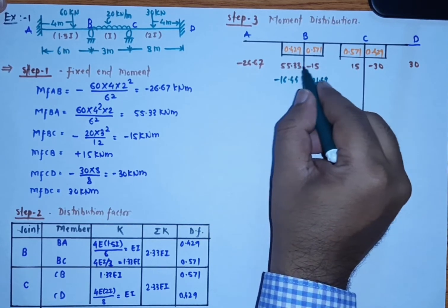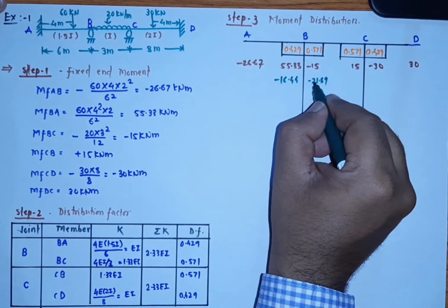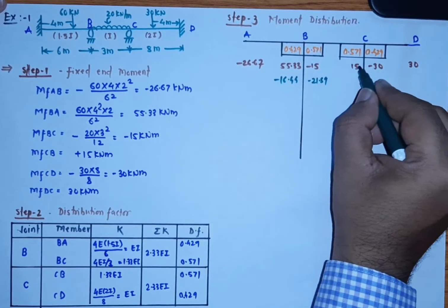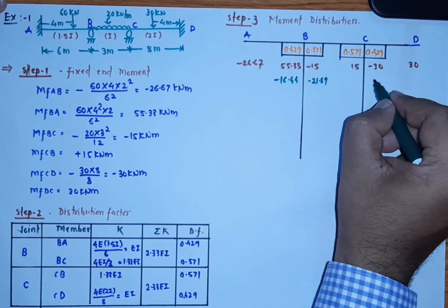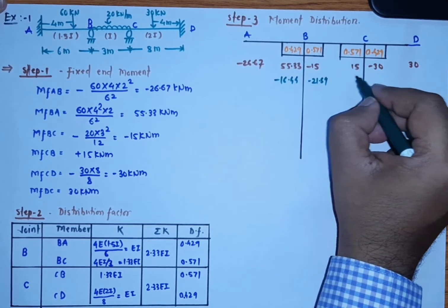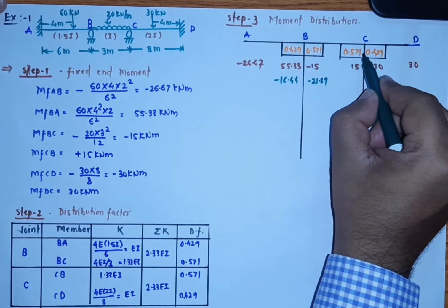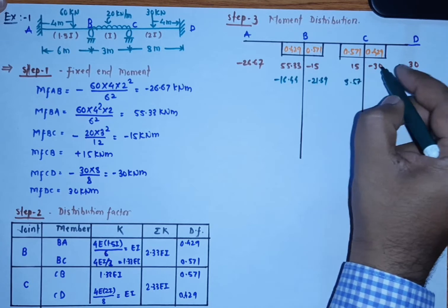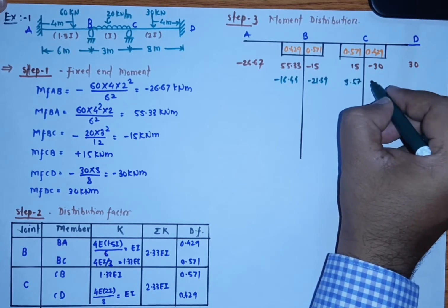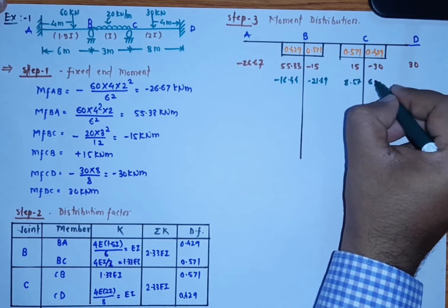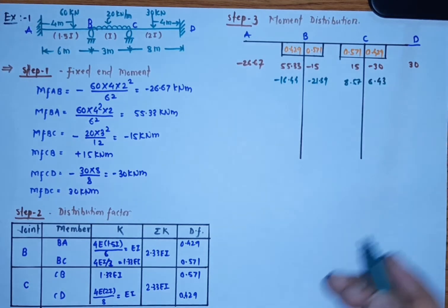But remember that when the addition is positive, write down the negative sign, and when the addition is negative, write down the positive sign. So here your addition will be negative, then the remaining values will be positive. So 15 minus 15 will be minus 15. When we multiply minus 15 with 0.571, you will get an answer as 8.57. Again, when you multiply 15 with 0.429, it will be 6.43. After this calculation, we need to transfer the moments.